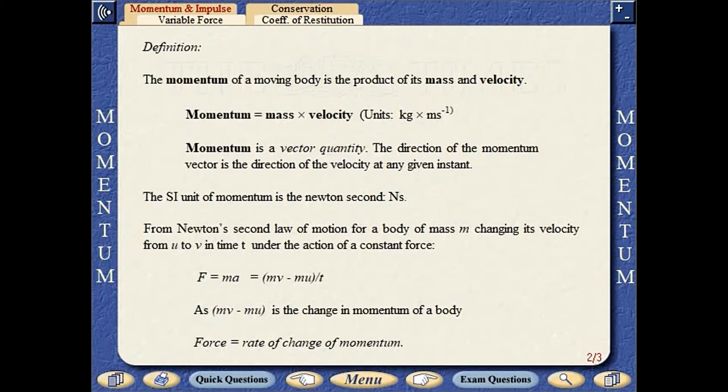The momentum of a moving body is the product of its mass and velocity. Momentum is a vector quantity. The direction of the momentum vector is the direction of the velocity at any given instant. The SI unit of momentum is the Newton second. By considering Newton's second law of motion for a body changing its velocity under the action of a constant force, we can see that force is equal to the rate of change of momentum.